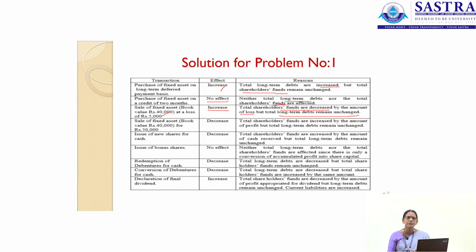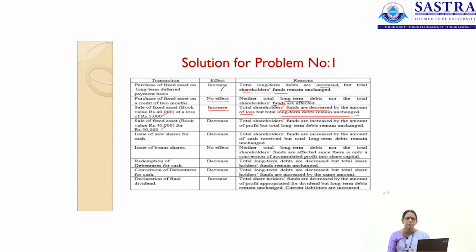So the shareholders funds are decreased. So the denominator, namely the internal equity, decreases, the numerator being the same. So in this case, the debt equity ratio increases. Next transaction is sale of fixed assets, book value of rupees 40,000, and it is sold for 50,000 rupees. Now, it is sold for a profit of 10,000 rupees.